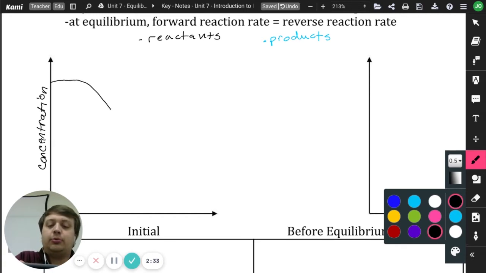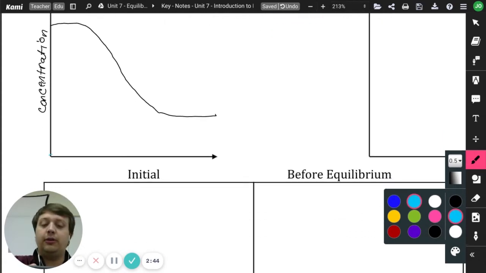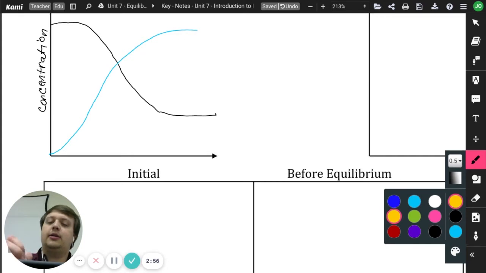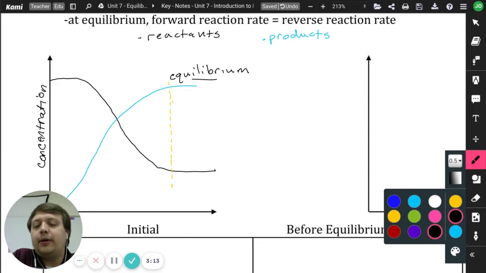And as that reaction progresses, the concentration of our reactants is going to be decreasing. Now, on the flip side, products are going to start at 0, but as those reactants are turned into products, the concentration of the products is going to increase. Now, the point that we see right here, where they both start to flatten out, that would be what we call our equilibrium.